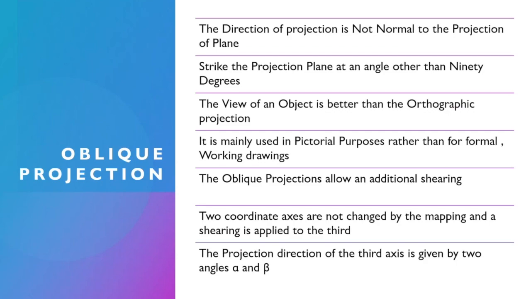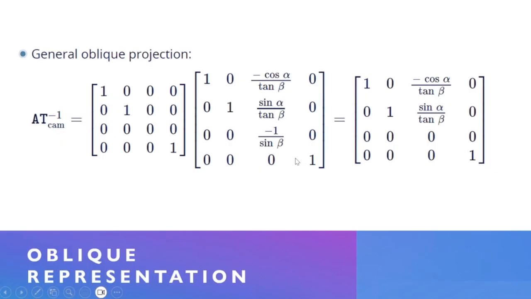So it will also allow additional shearing. In the oblique projection, two coordinate axes don't change in the mapping, but one will change. Here the angles will be represented by alpha, beta, and gamma. I'll explain more about this in the further slides. It is a general representation of the oblique projection. We have four matrices here, representing translation, skewing, and the transformation from 3D to 2D. So it is a mathematical representation of the general oblique projection.